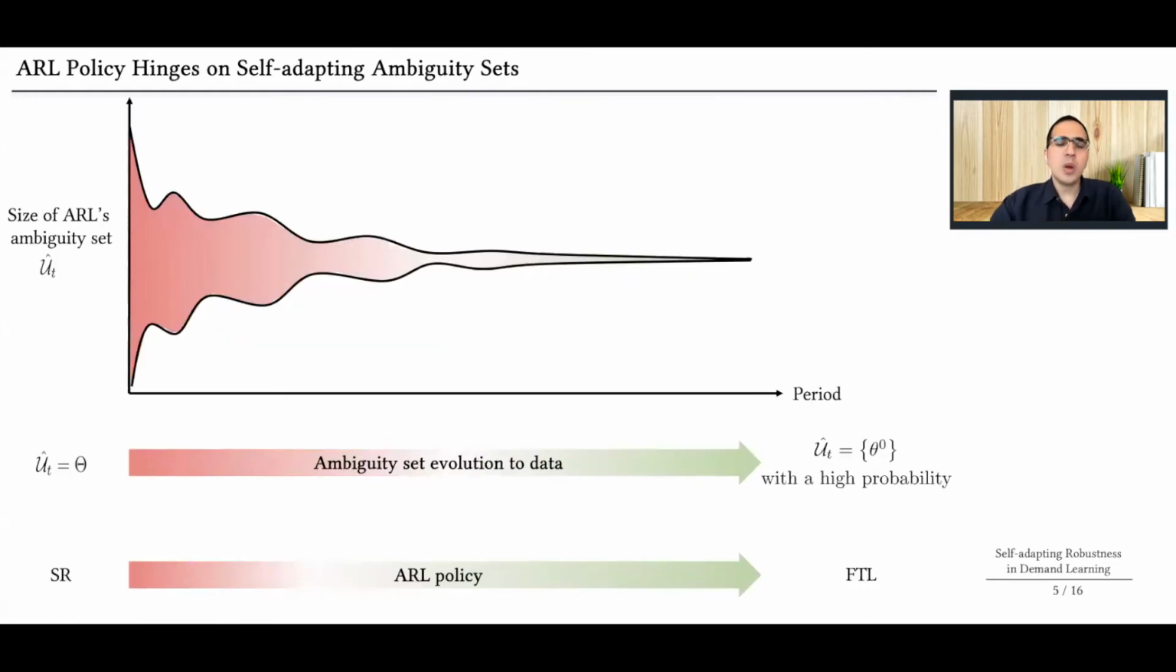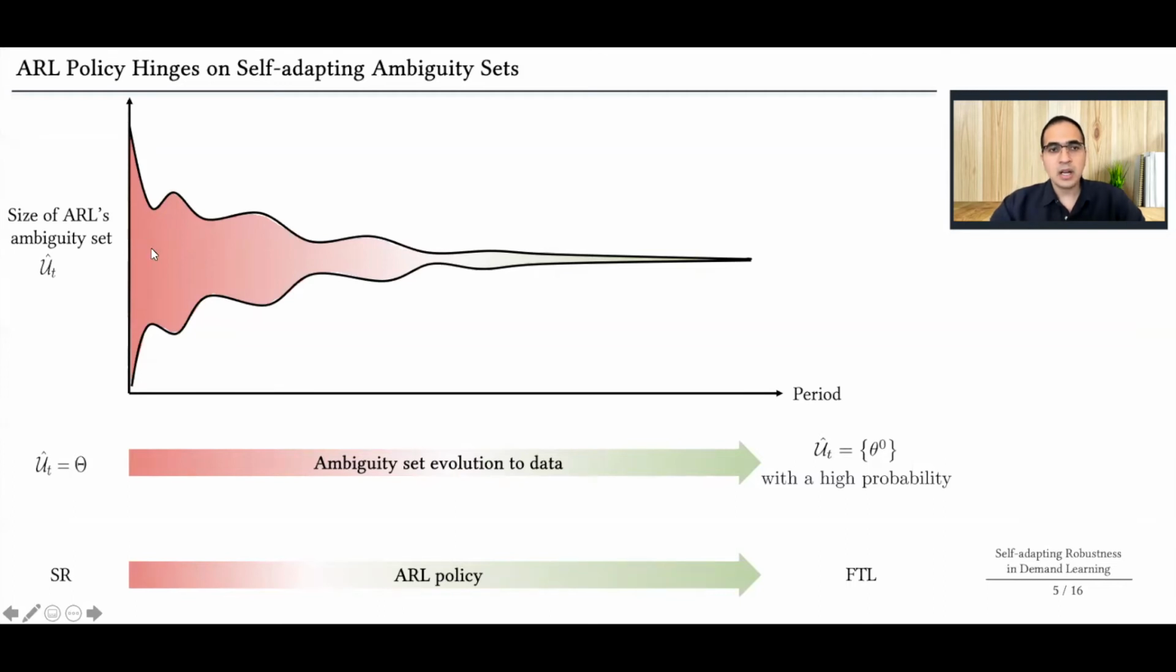Now, I want to describe the underlying idea in the ARL policy. This policy depends on self-adapting ambiguity sets. These ambiguity sets are constructed in a stochastic manner and update based on the online arrival of data. In the red region, at the initial stages where we have a limited number of data points, this ambiguity set equals the entire set of demand models. And as time progresses, we eliminate or add different models to this set based on the observed data.